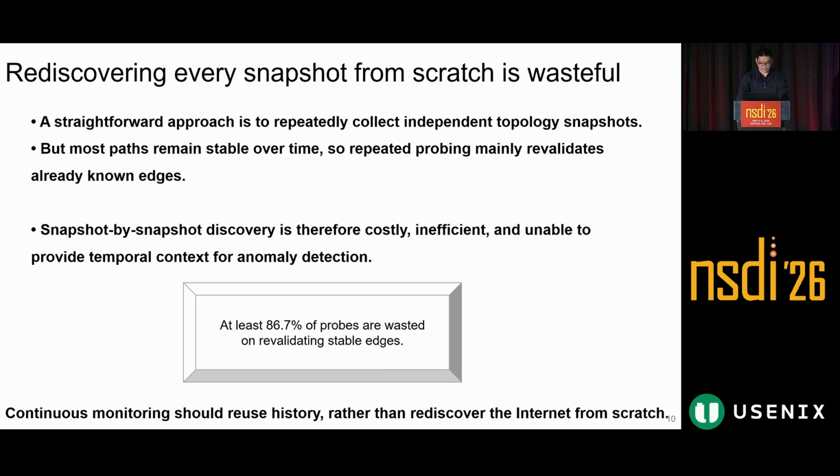Besides the completeness of topology, the efficiency of monitoring is also a crucial problem. A straightforward approach is to repeatedly collect independent topology snapshots, but most paths remain stable over time, so repeated probing mainly revalidates already known edges. Continuous monitoring should reuse history rather than rediscover the internet from scratch.